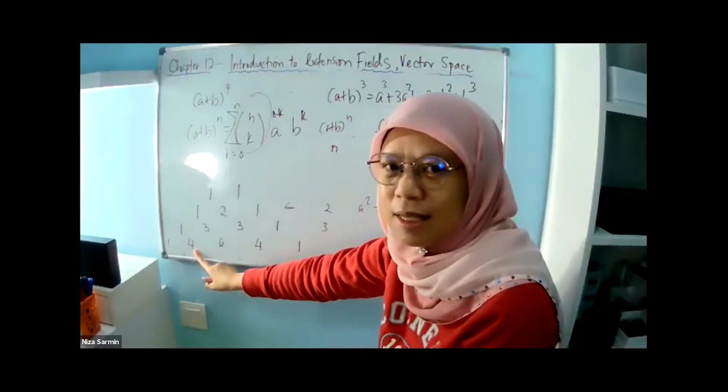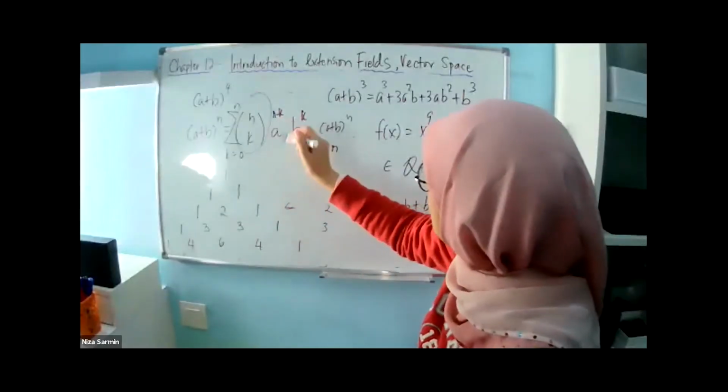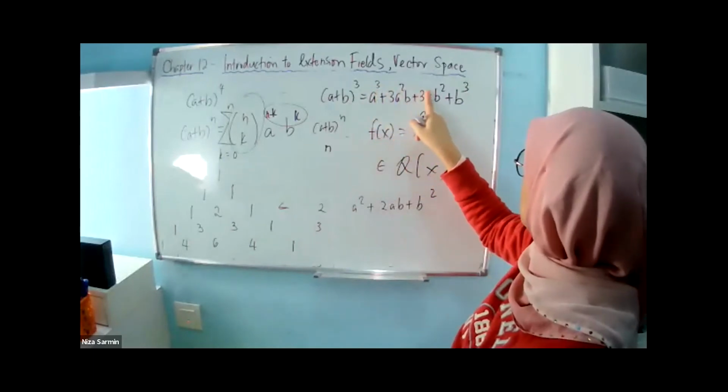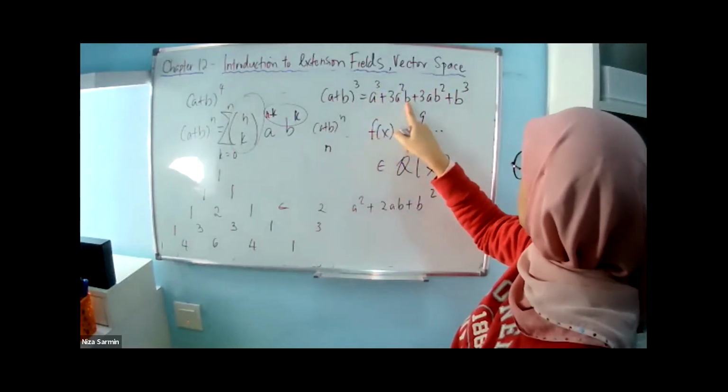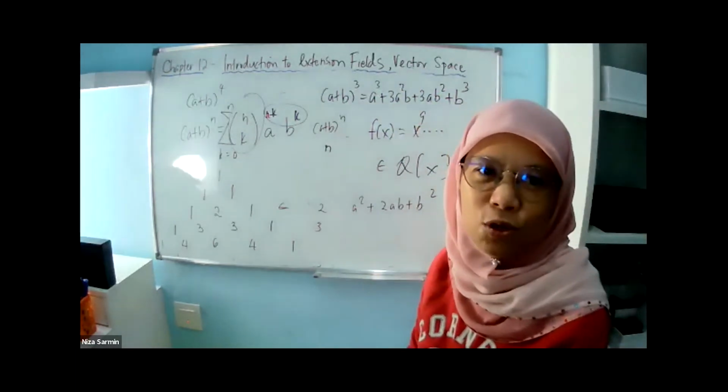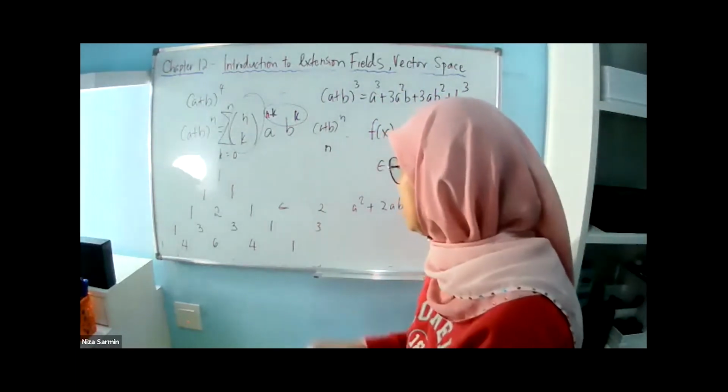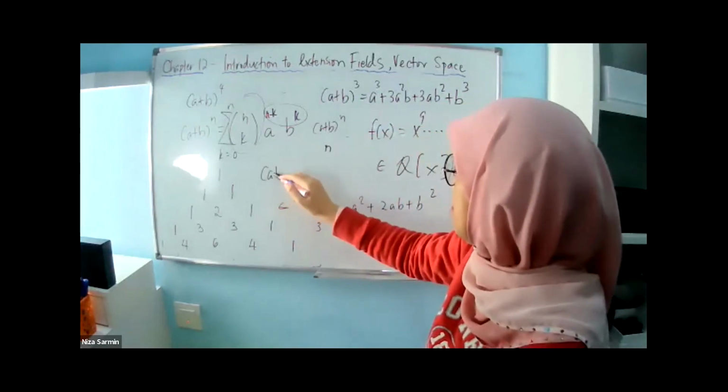a to the 4 plus 4a cubed b, plus 6a squared b squared, plus 4ab cubed, plus b to the 4. So you see, when you add these two exponents, it's always n. One is going up, one is going down: 3, 2, 1, 0 for a, and 0, 1, 2, 3 for b. So you can actually do the next one very quickly, right?